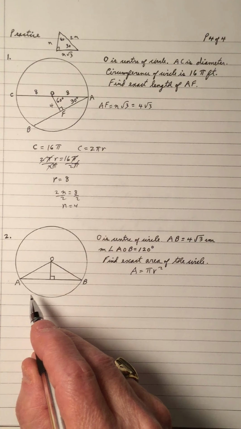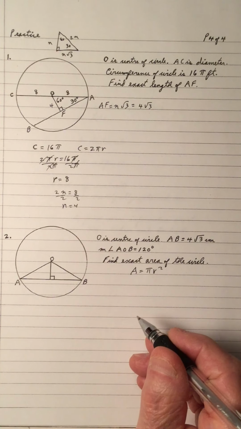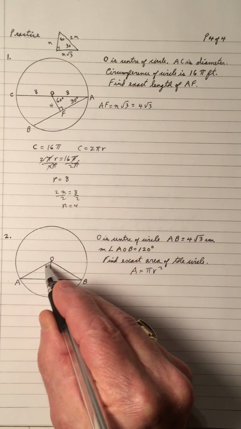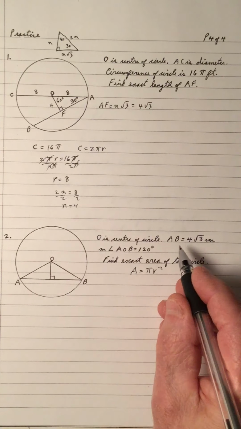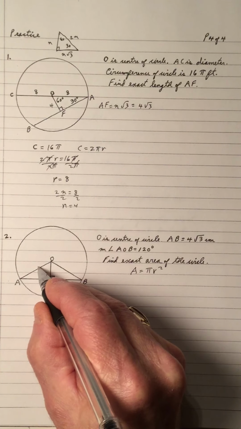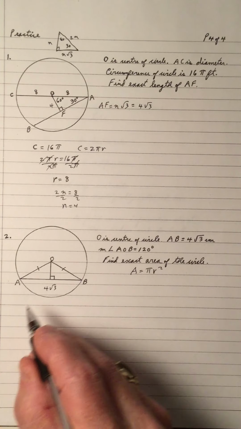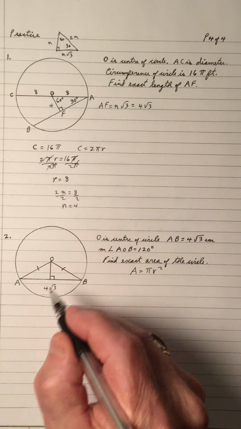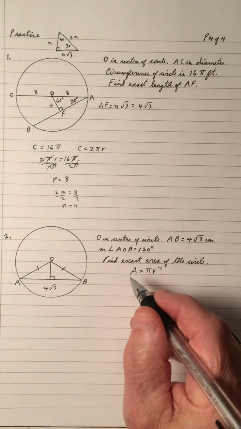So I need the radius. So this is the radius. OB and OA are radii. I got to get the length of one of those. So let's see. First of all, we got angle AOB is 120. And we got AB is 4 root 3. So what we know is that OA equals OB. And if these two sides are equal because they're radii of a circle, how do I get to the angles? I had 120.